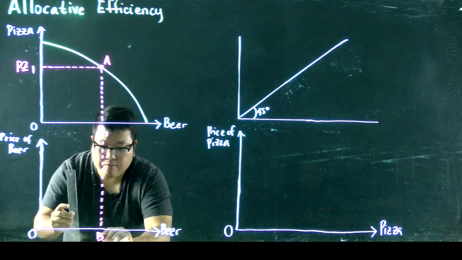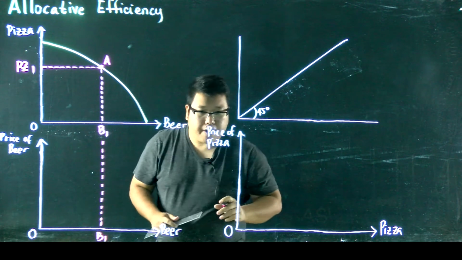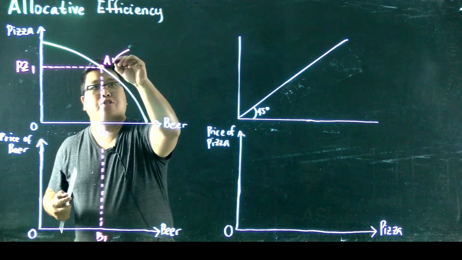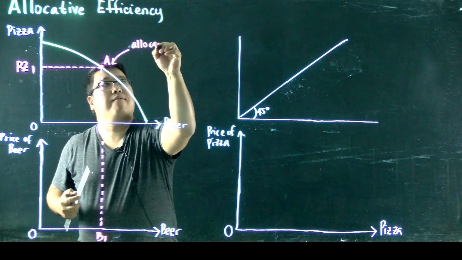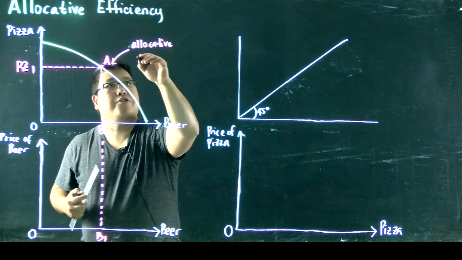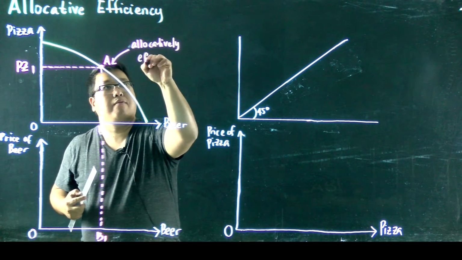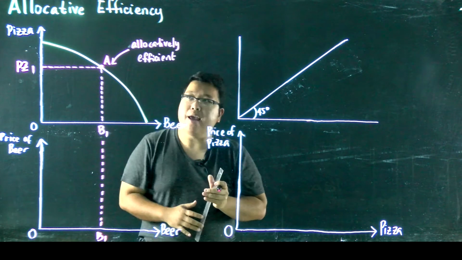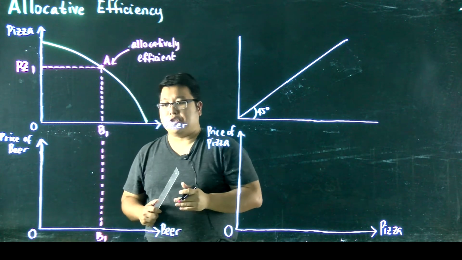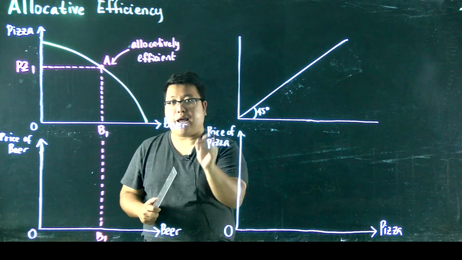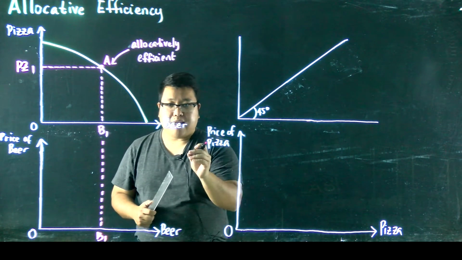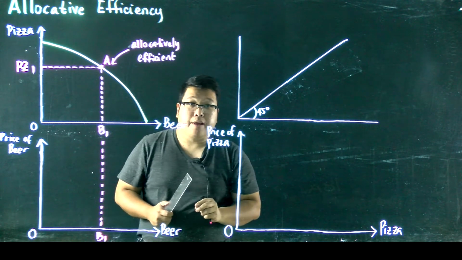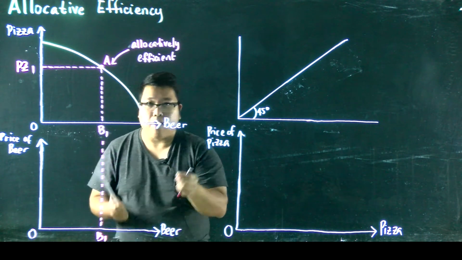So let's assume that at B1, our economy experiences what we call allocative efficiency. So we will assume this: suppose at point A, the economy is allocatively efficient. Now, what do we mean when we say allocatively efficient? What it means is that the marginal cost for producing beer and the marginal value for beer are equalized.